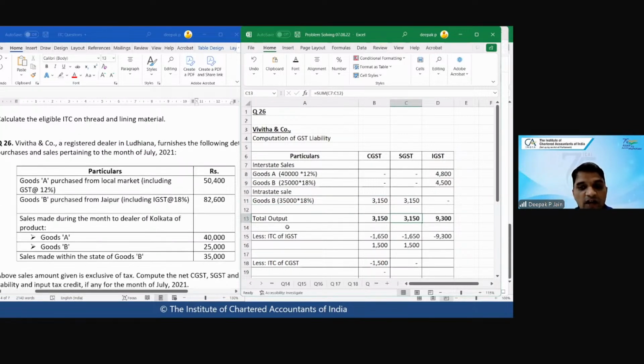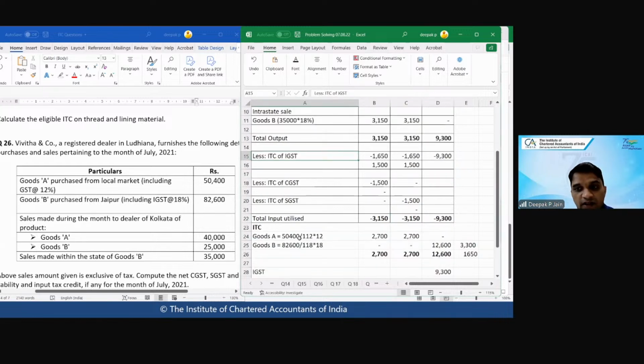Your ITC, how much is the ITC? You have to have a working of how much ITC you have. On goods A, which is purchased from the local market, it is 50,400. On this, GST is included, so you will gross it up and calculate the GST. How much is the GST charged on goods A? It is GST at 12%. It is inclusive, so we have to use this formula: total value of the goods divided by 112 into 12, right? And for goods B, it is 82,600 divided by 118 into 18.